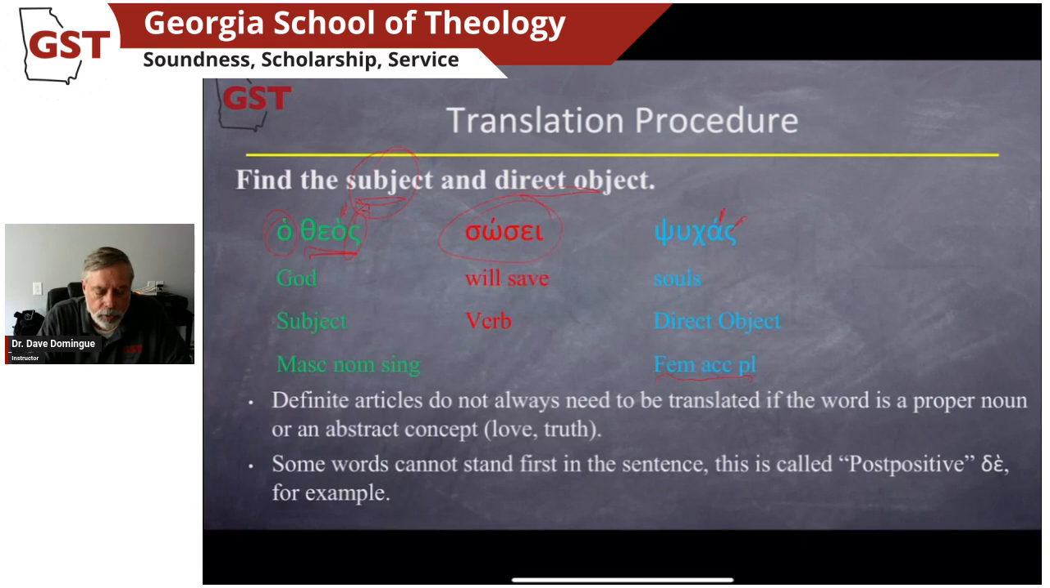And the omicron sigma, souls. So this is God will save. So sōsei is will save. We'll get to verbs another time. Will save souls. I don't think that's a scriptural text. I think that's just an example.